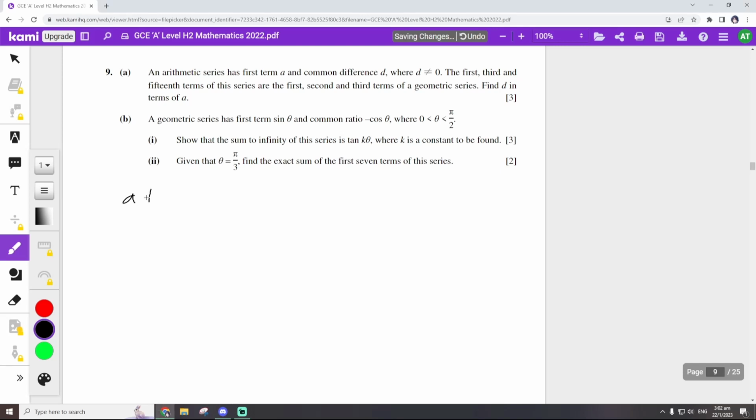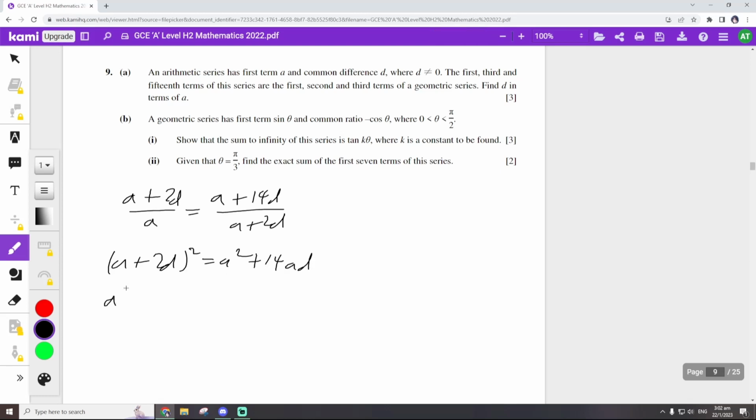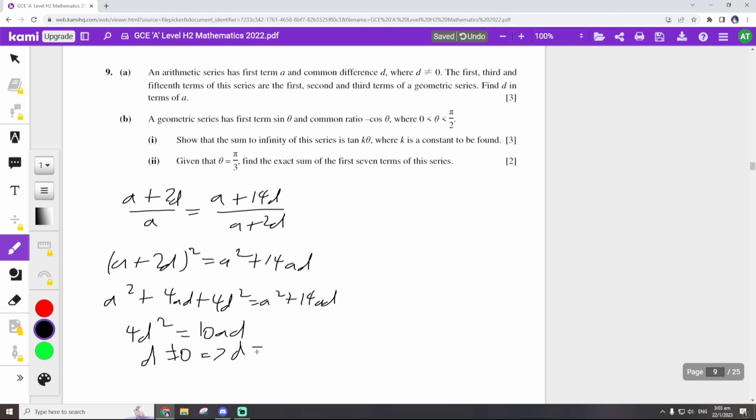So the second divided by the first, which is a plus 2d divided by a, must equal the third divided by the second, which is a plus 14d divided by a plus 2d. Cross multiply: a plus 2d squared is a squared plus 14ad. So a squared plus 4ad plus 4d squared is a squared plus 14ad. The a squared cancels out, so you get 4d squared equals 10ad. Then d is not 0, which implies that you can divide by d on both sides, so you get 4d is 10a, or d is 5 over 2 a.